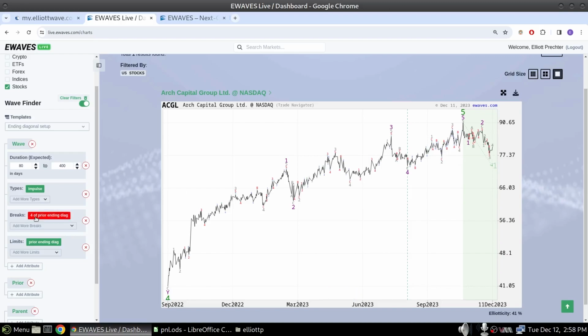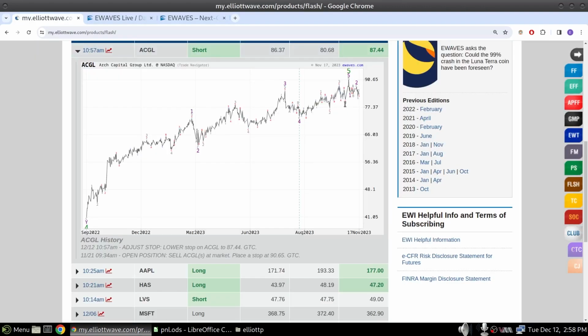In this case, I set it to 4 of the prior ending diagonal. So that would be this key level right here, 8101. Now, you don't have to wait for it to break 4. That is actually quite a late entry in my opinion. If you look at our original entry, you'll notice we entered earlier than that.